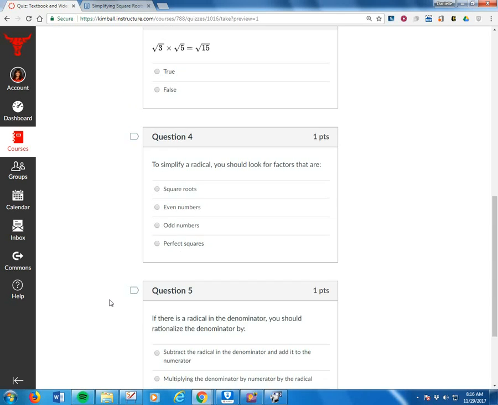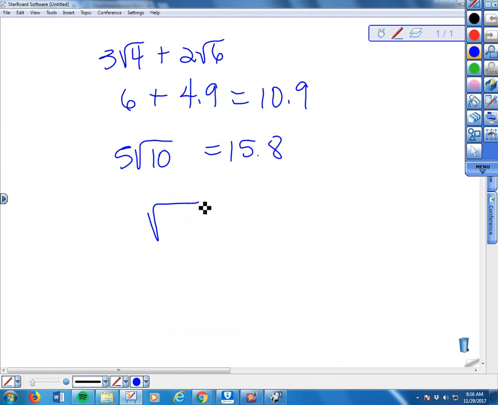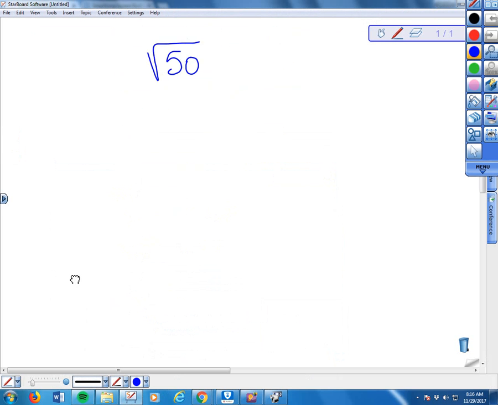Question 4, to simplify a radical, you should look for factors of that radicand that are what? Square roots. Perfect squares. So if we have the square root of 50, this is not simplified. The reason it's not simplified is there is a factor of 50 that is a perfect square. What are perfect squares again? Give me some examples. 16, 4, 25.